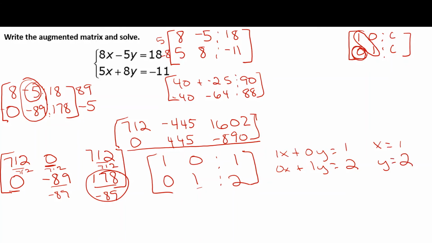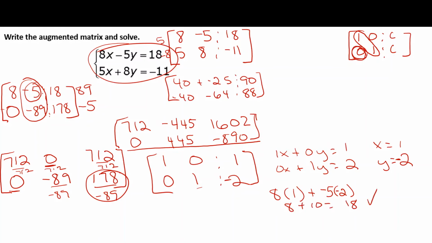So let's go ahead and fill it back in, check our answers here. So we have 8 times 1 plus negative 5 times 2. And that really should be a negative 2, like it said it should be. So that's 8 plus 10 equals 18, and that is correct. And then our other one says 5x, and x is 1, plus 8 times negative 2. 5 times 1 is 5, plus negative 16 equals negative 11, and that is correct also.